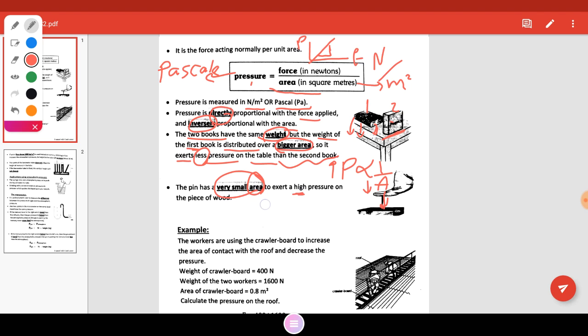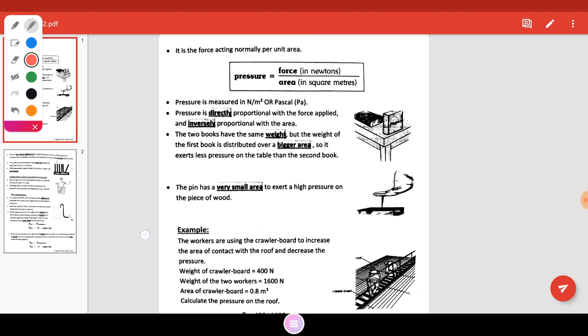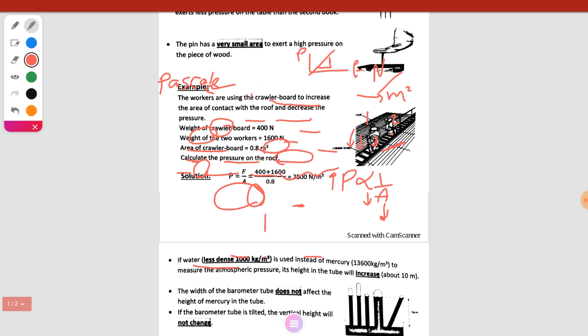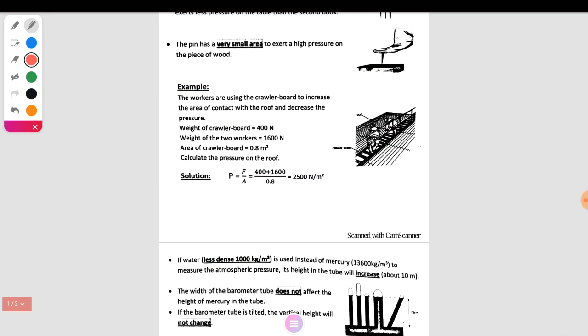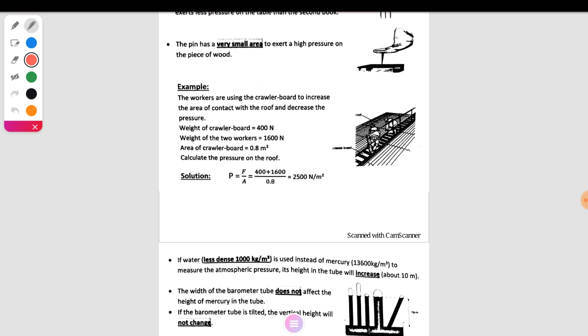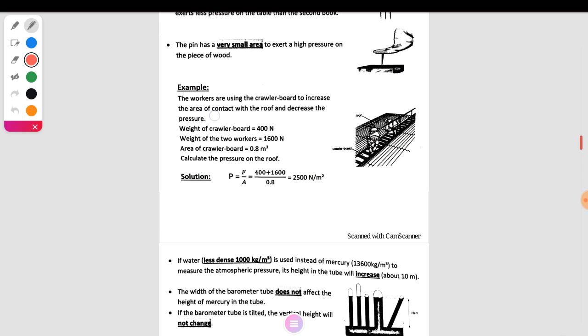Example, the workers are using a crawler board to increase the area of contact. Using a board to increase the area. This is called the area of contact, the area of contact with the roof, and it decreases the pressure.